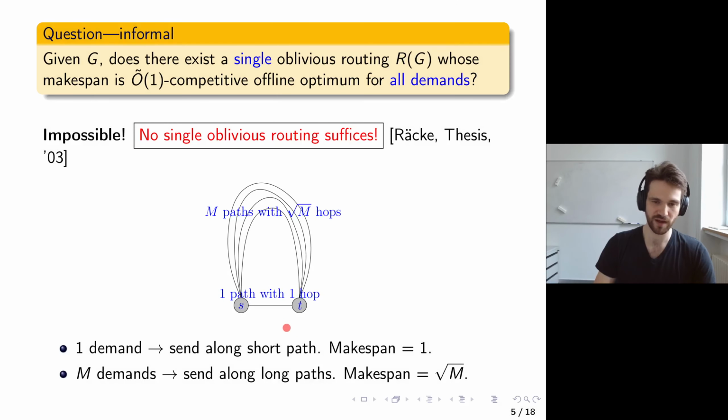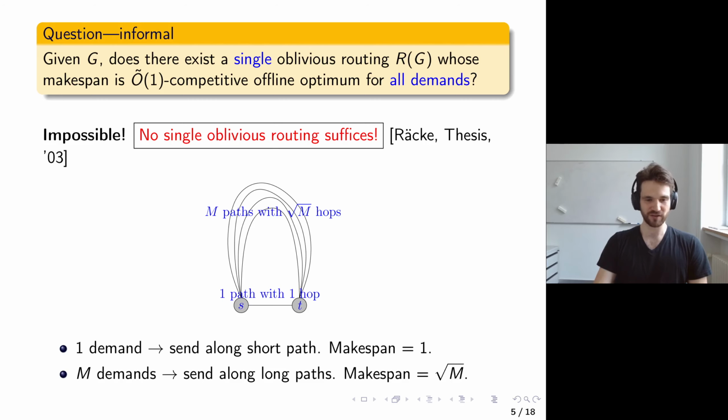Okay, so the simple example is the following. You take a graph, and you connect two points S and T with one path with one hop. So it has a low capacity path and low length. And then you also connect them with many, many paths of large hop length. So basically you have a high capacity highway, but that's also quite long.